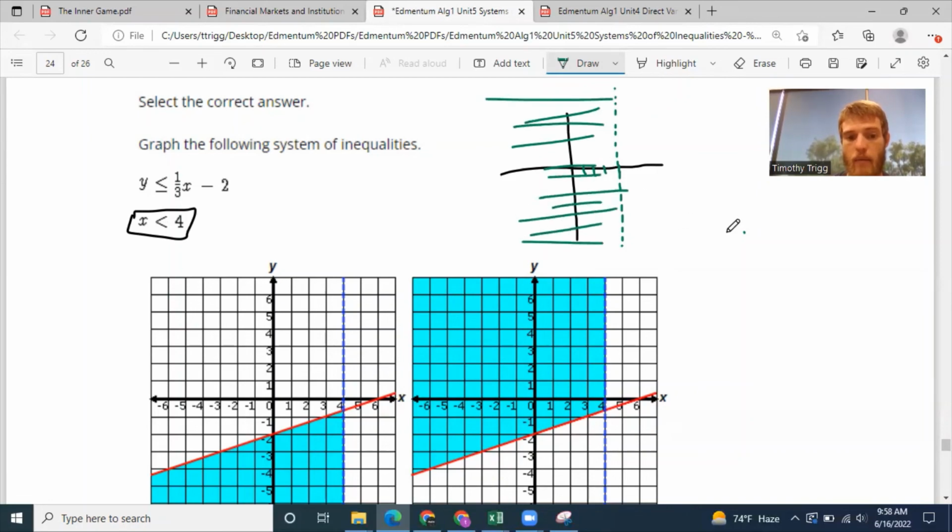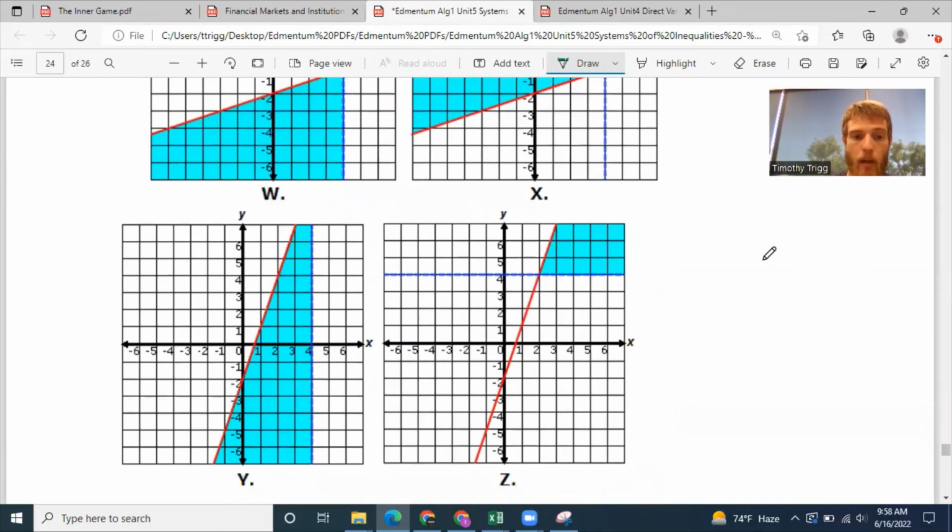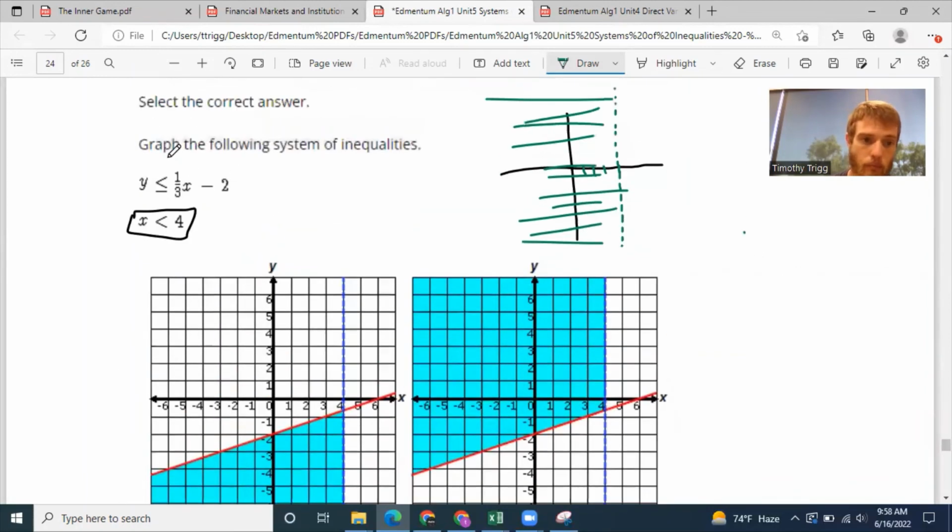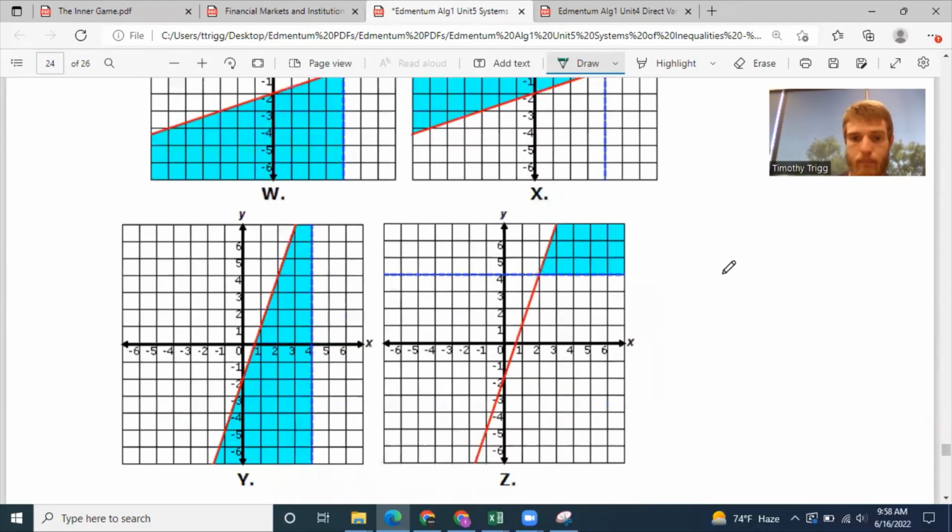Okay, so that's one thing to keep in mind. That'll help you. And then go ahead and graph the second one. For this one, it should be a solid line, and it should be shaded below. Okay, so that's one thing to keep in mind.